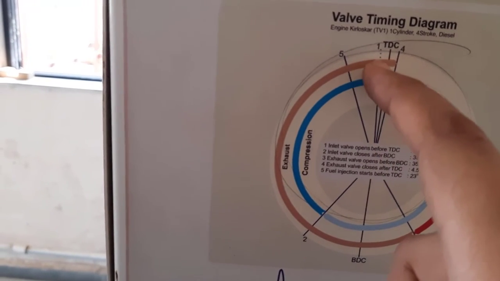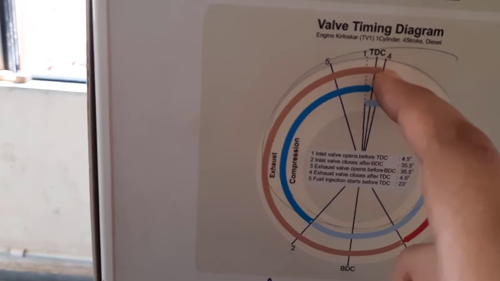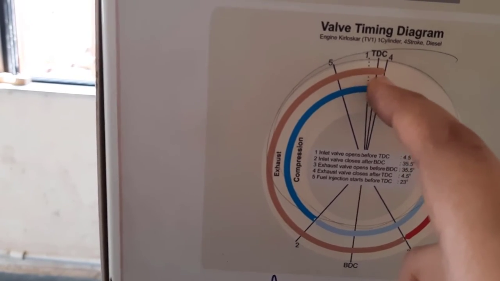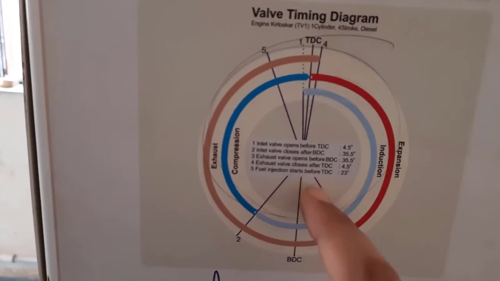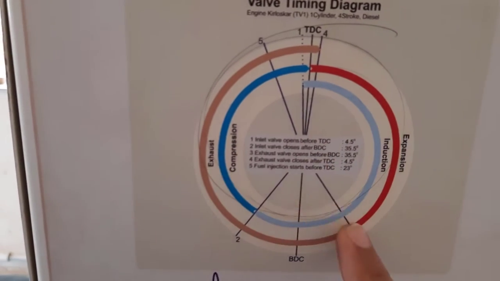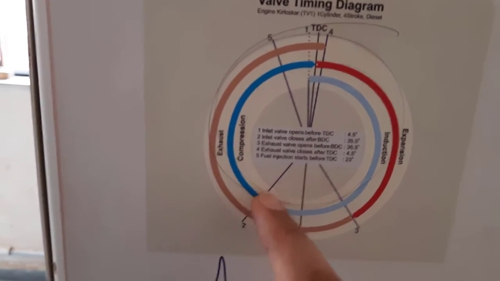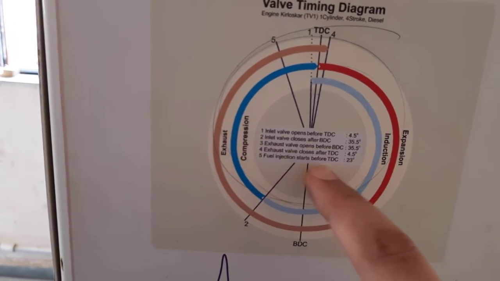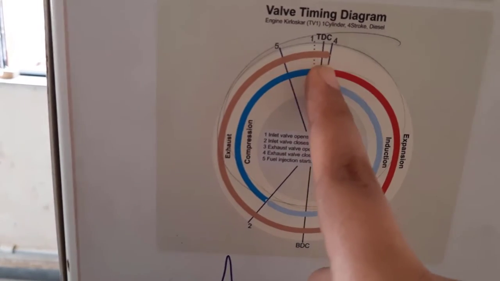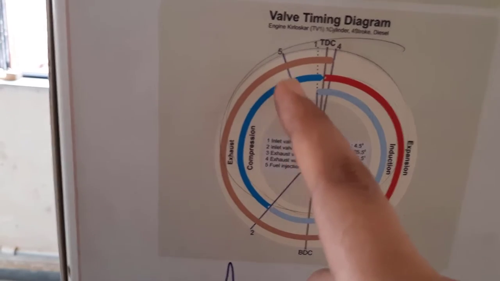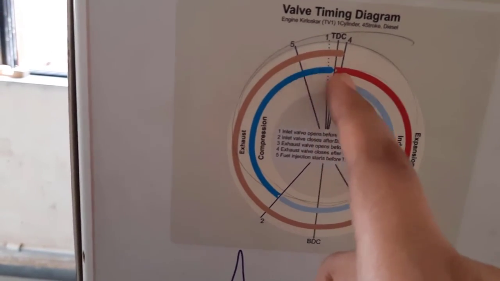So this part, 1 to 4, is your valve overlap. This is early opening of the exhaust valve, and this is late closing of the intake valve. Okay, and they have told us that fuel injection starts before TDC. 23 degrees before TDC fuel injection starts. So this is where fuel injection takes place.